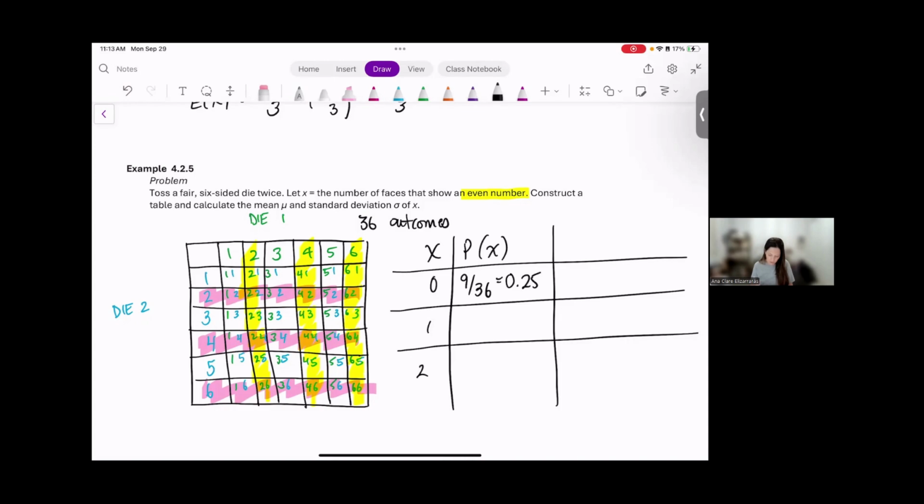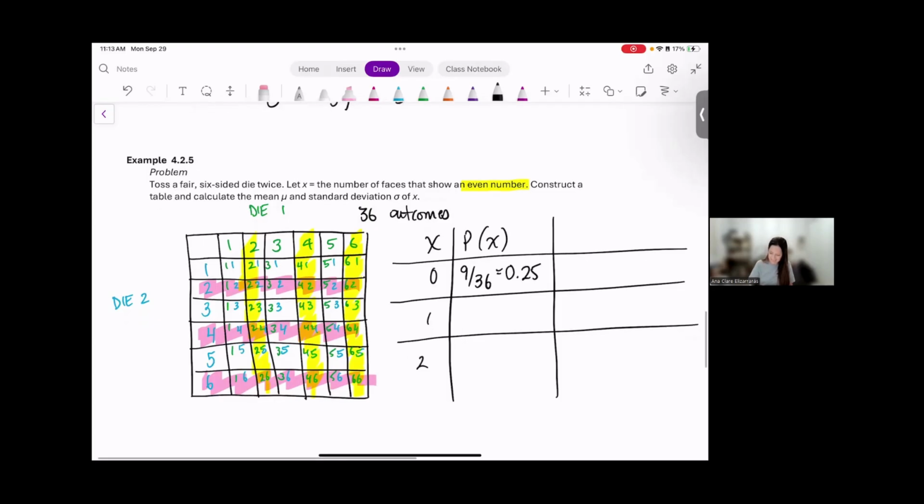One would be the ones that are not double highlighted. 1, 2, 3, 4, 5, 6, 7, 8, 9, 10, 11, 12, 13, 14, 15, 16, 17, 18. There are 18 out of 36, which is half. So then the remaining, the ones that are double, 1, 2, 3, 4, 5, 6, 7, 8, 9.